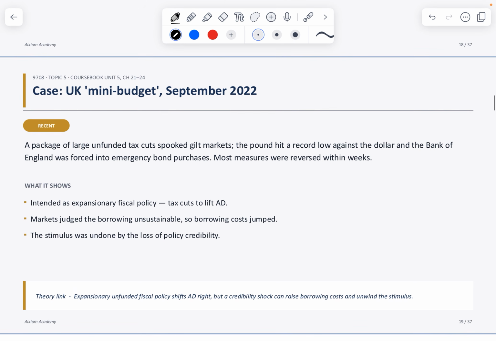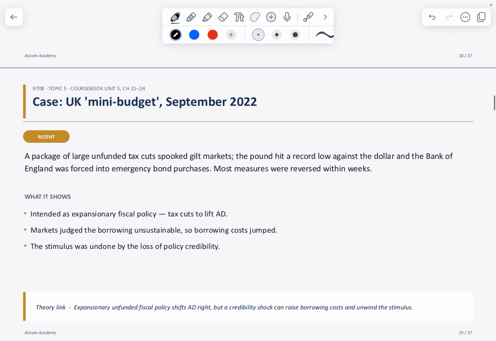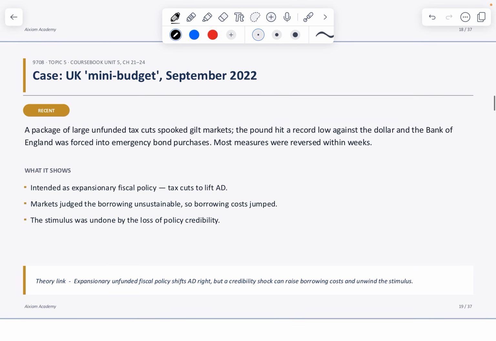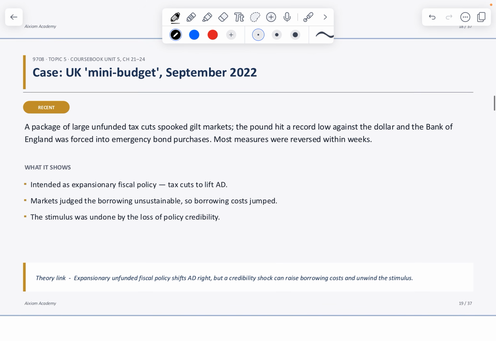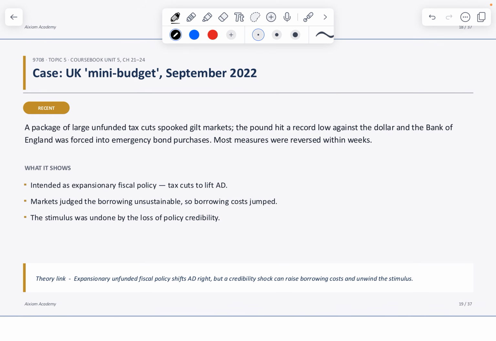And now we turn to a case study, which is the UK mini budget I just mentioned. I'm not going to talk about it in detail here, but it is worth doing more research if you are interested.